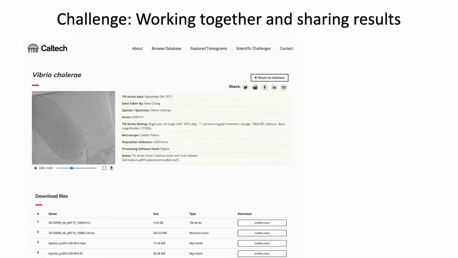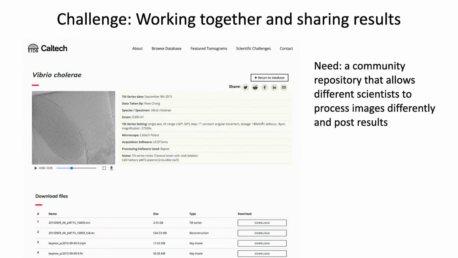Last things, we need to be able to work together and share results. We did a little bit in this direction. We made a database using blockchain technology. That's what the Brazilian gentleman in my lab did, Davi Ortega, and shared about 10,000 tomograms, but it's not what we need. We need a community repository that's different than the EMDB or this thing that we did, in that it allows different scientists to process the images differently and post the results.